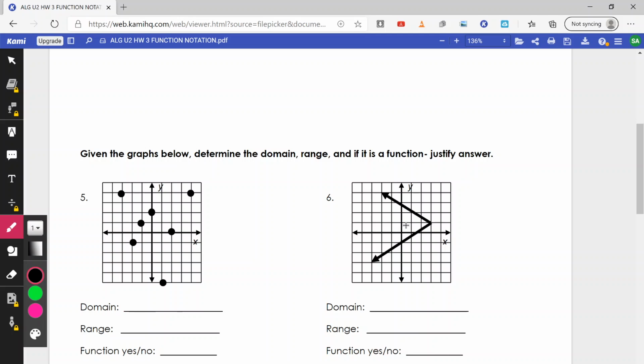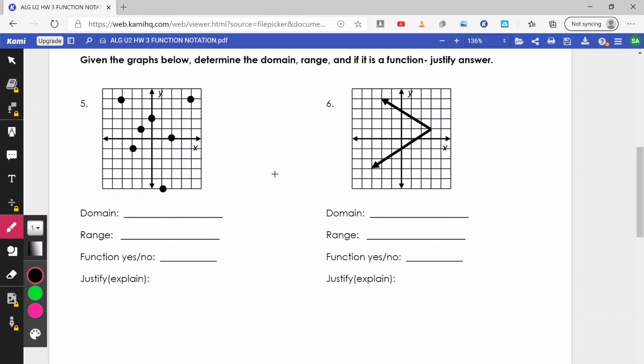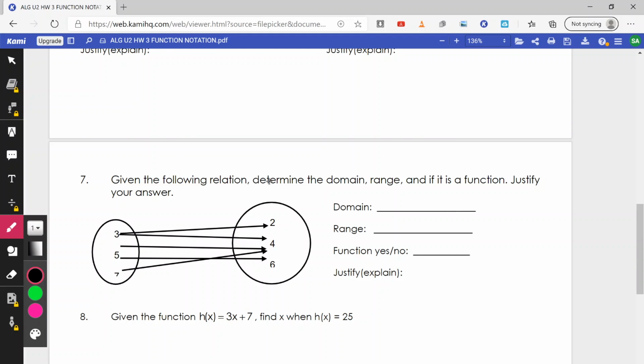5 and 6 is domain range, covered in the previous lessons. You state whether it's a function or not as well. And then 7 is the same.